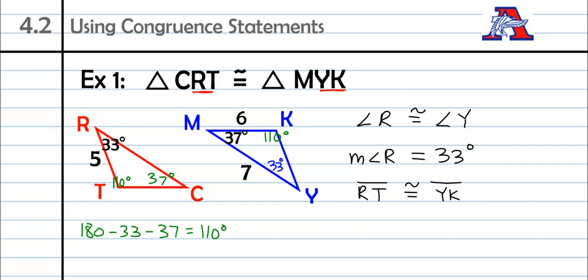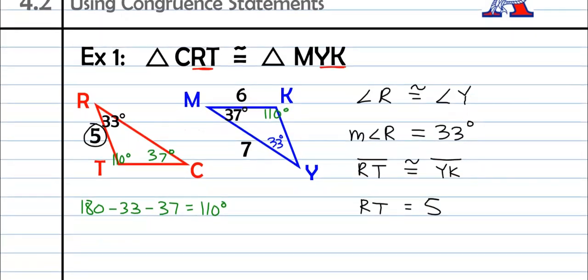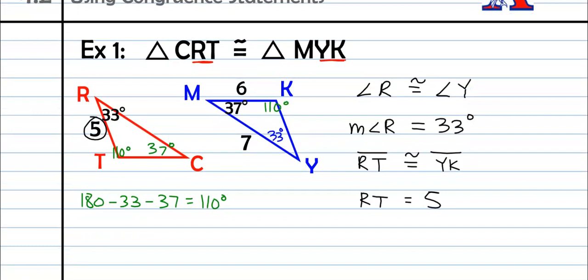Okay, that's different than saying what is the length of RT. The length of RT is a number. It's 5. It's given to us right in the diagram here. Okay, so hopefully you see the difference there. If you see an M in front of the angle, we're talking about a measure. If you don't see a line on top of a side, we're talking about an actual length, an actual side length.